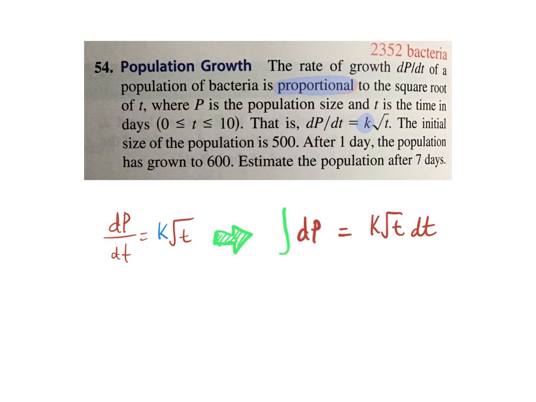Then we'll do the antiderivative of the derivative. So the antiderivative of the derivative of P is just P plus some constant. We'll pull a constant in front. We'll rewrite the square root, and now we'll apply the power rule.